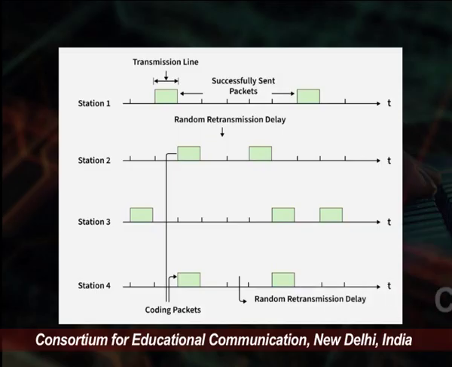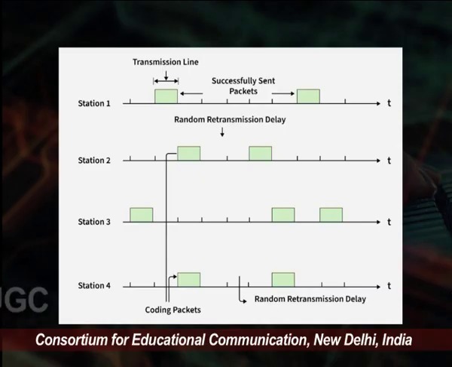Station 3, however, seems to be in a safe situation, because on the timeline of transmission, the packet sent by station 3 is not matching with any slots of station 2 or station 4. So station 3 is in a safer situation, and all the packets sent by station 3 are safely being transmitted.